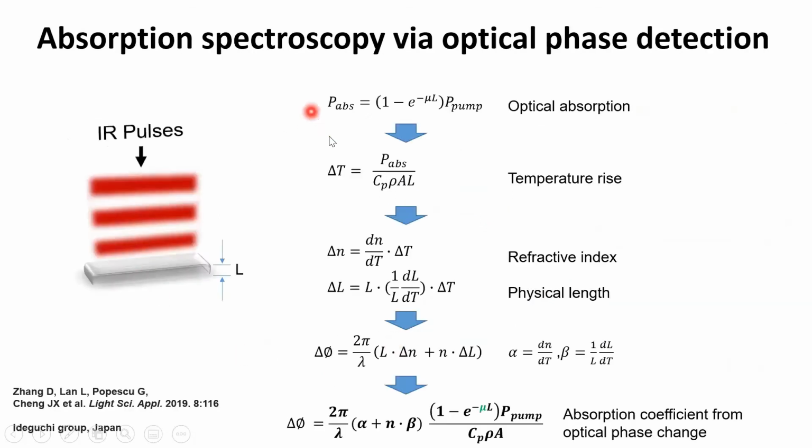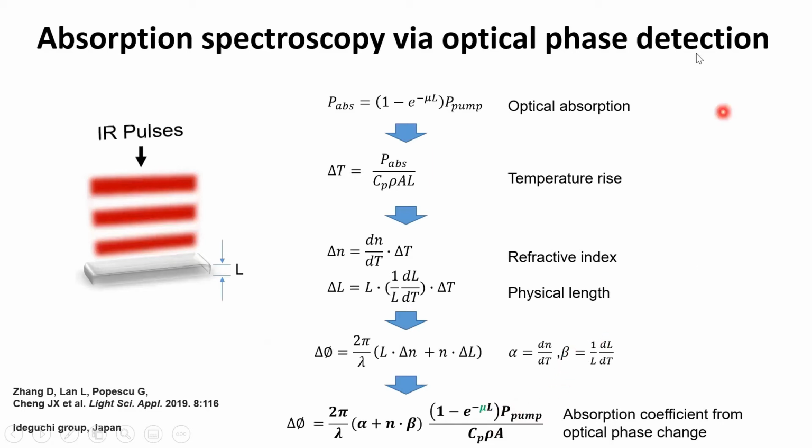Theoretically, the optical phase through a sample depends on two parameters: one is the refractive index, and the other is the length. This is the foundation of phase imaging. But when you have a temperature increase, there's a change in refractive index, delta n, and in physical length, delta L. Putting these together, you can write the equation that delta phi is proportional to the absorption.